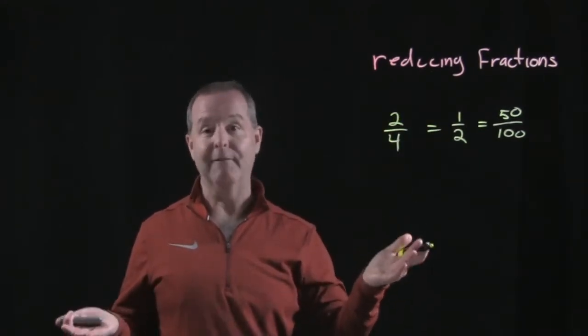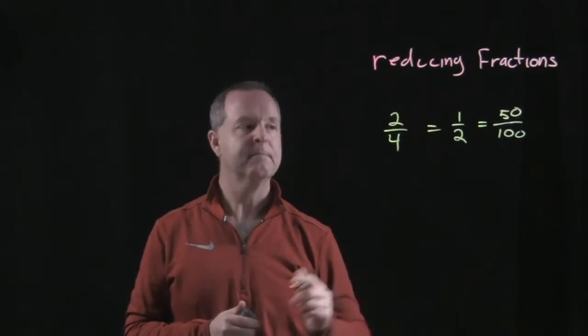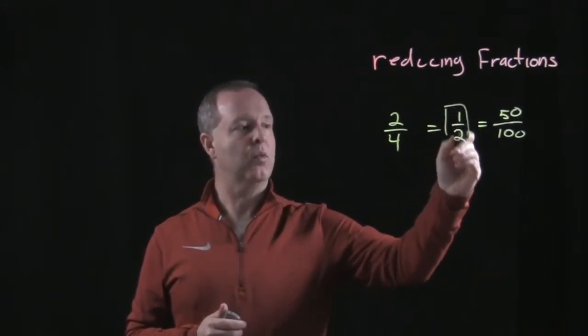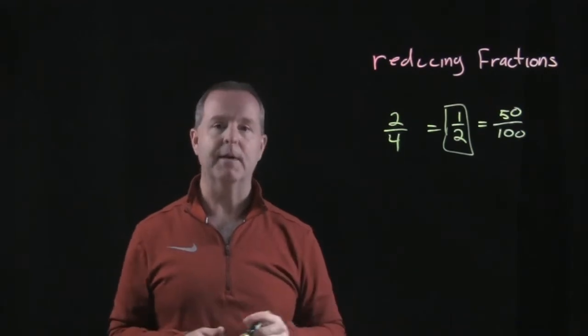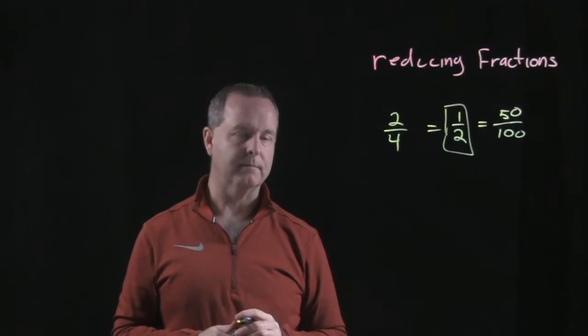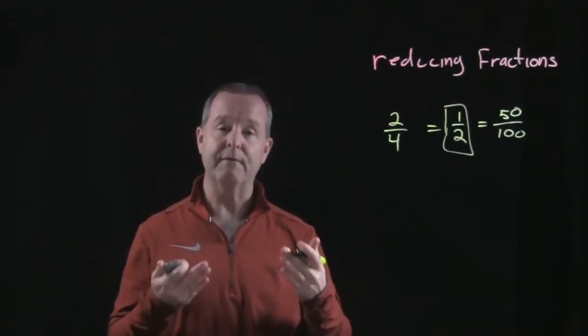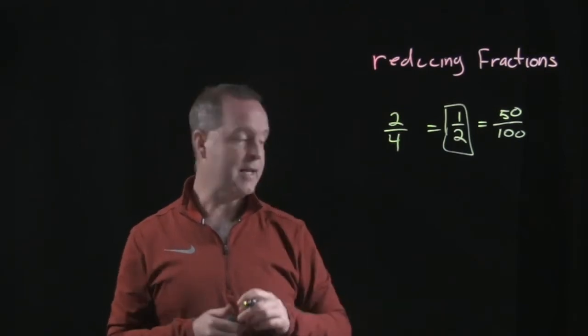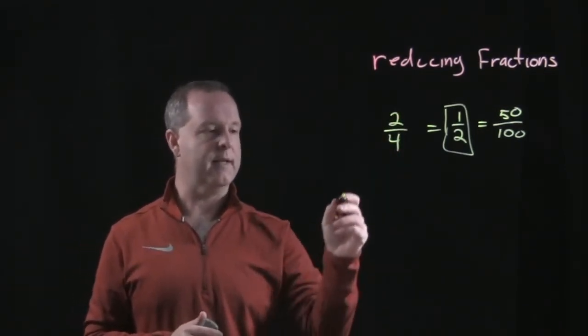2/4, that's half. 1/2 is half. 50 over 100 is half. We would say the one in the middle, this 1/2, is an equivalent fraction, but it's also simplified. I can't reduce that down anymore. So what we're going to do is look at a process of how we can find a simplified equivalent fraction.